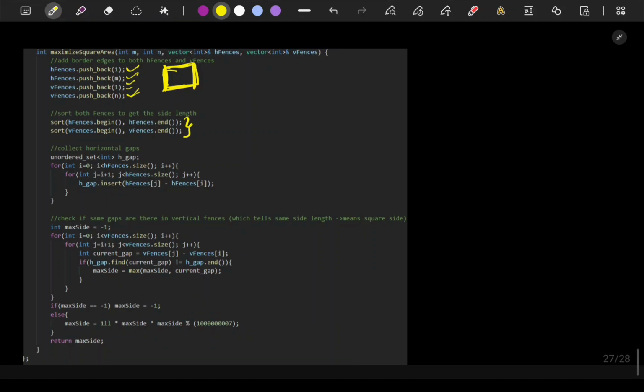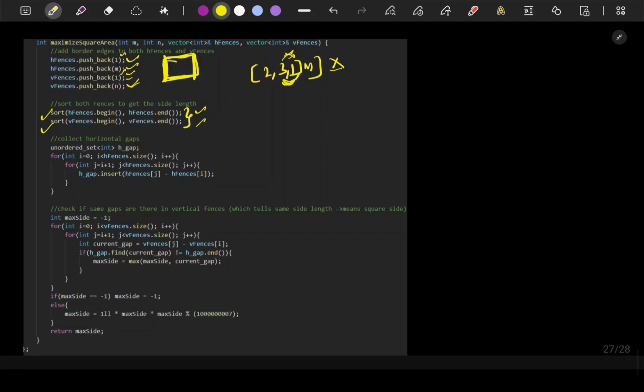Now we are sorting. Why are we sorting? When we pushed here, our order can be, let's say we got 2 3 as h fences. When we pushed, 1 will be here, m will be here. Then when we get the differences, we will get negatives or something. So we don't have to go through this. We just sort to get the proper ordering. We will sort both h fence and v fence.